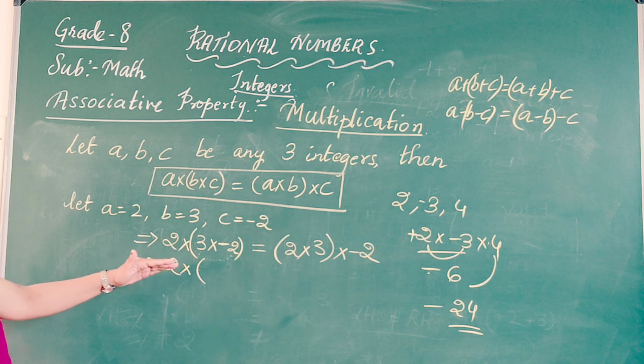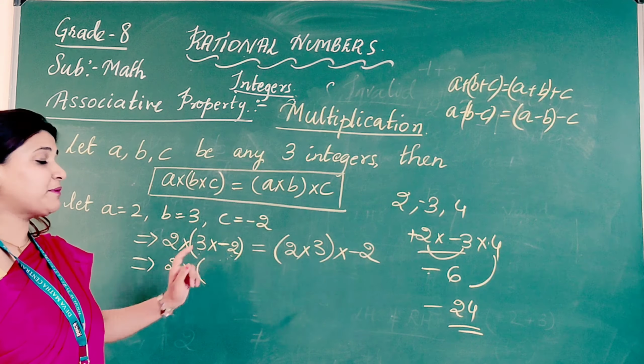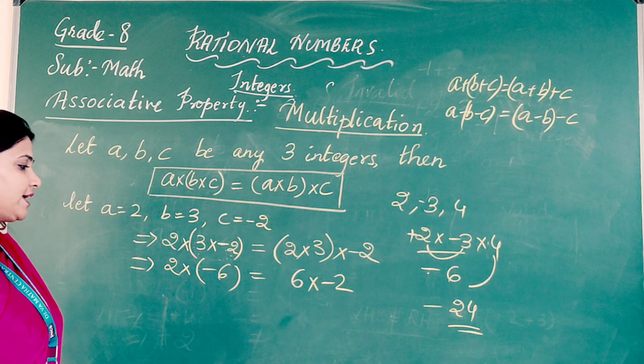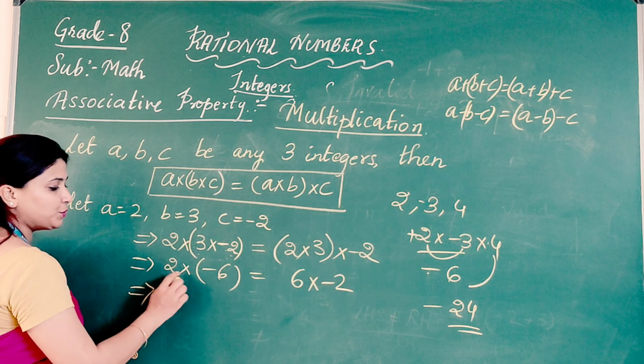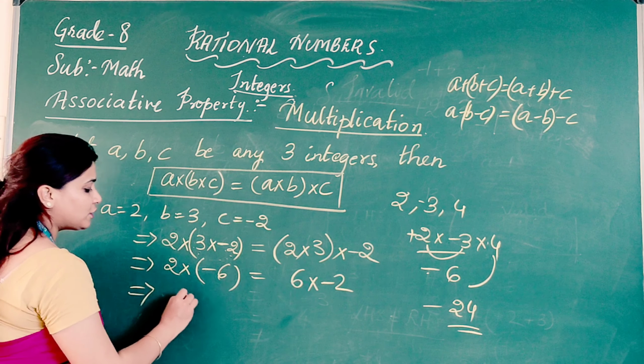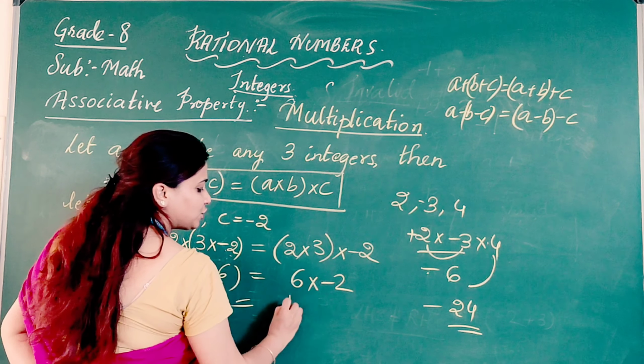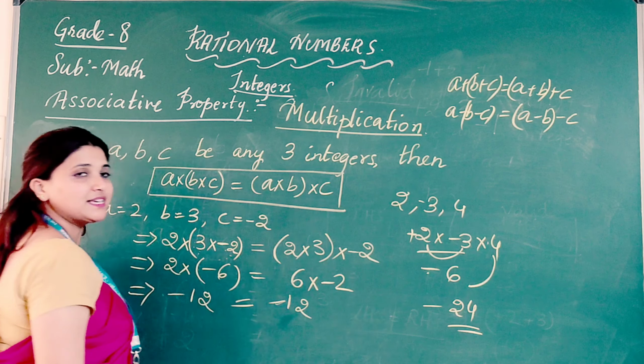Similarly, now I am solving this. I get 2 as it is, and I am solving my brackets first. So plus into minus is minus. 3 2s are 6. Again solve the brackets: 3 2s are 6 into minus 2. So 2 into minus 6 is what? 6 2s are 12. So minus 12. As it is, put the minus sign.